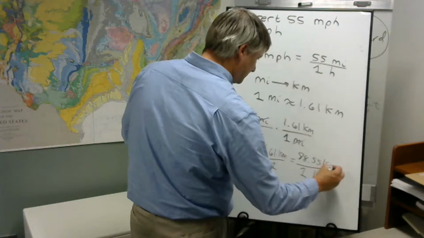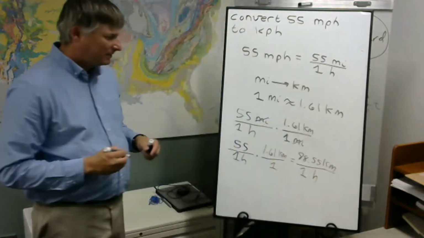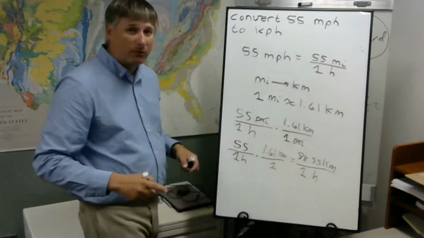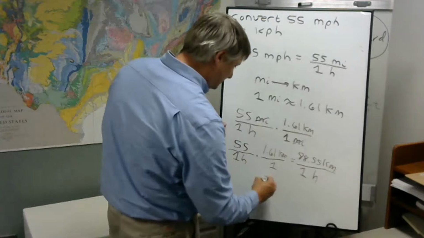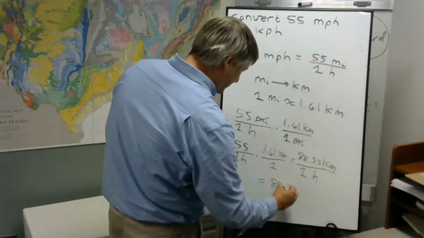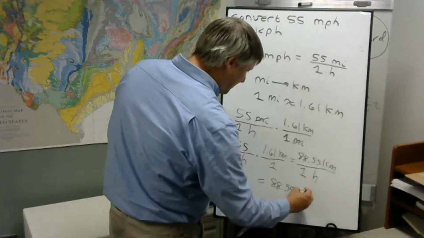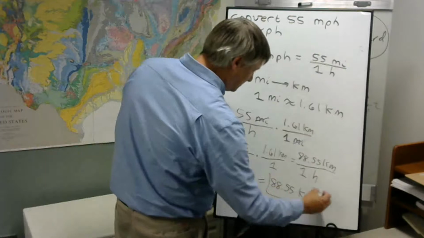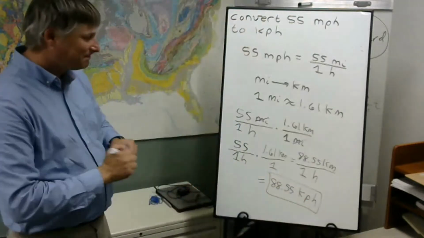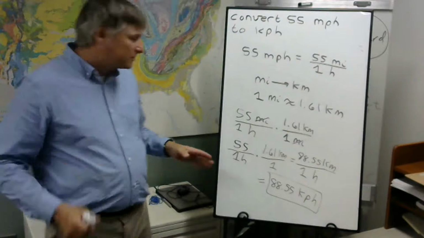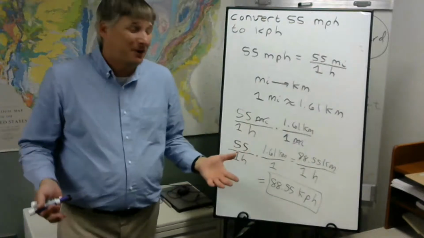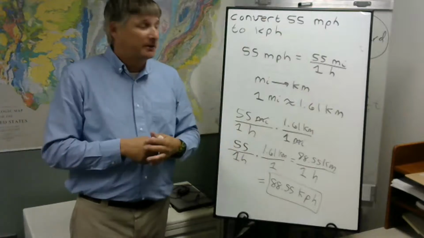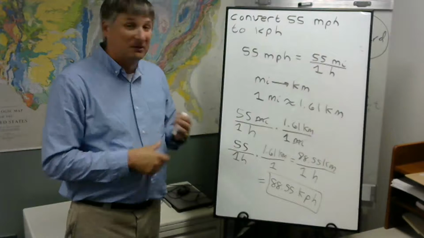It's 88.55 kilometers. Or we can, since this is 88.55 kilometers per 1 hour, write this as 88.55 kilometers per hour, kph. Now notice in this problem, hours just kind of went along for the ride. We weren't going to do anything with hours, and we didn't do anything with hours. That's perfectly fine. All right.